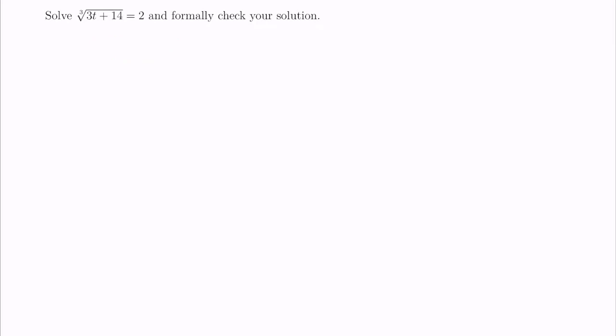It is now your turn to try to solve the equation, the third root of the quantity 3t plus 14 equals 2, and to formally check your solution. Please pause the video, attempt this on your own in your lecture note packet first, then return to the video to check your work.